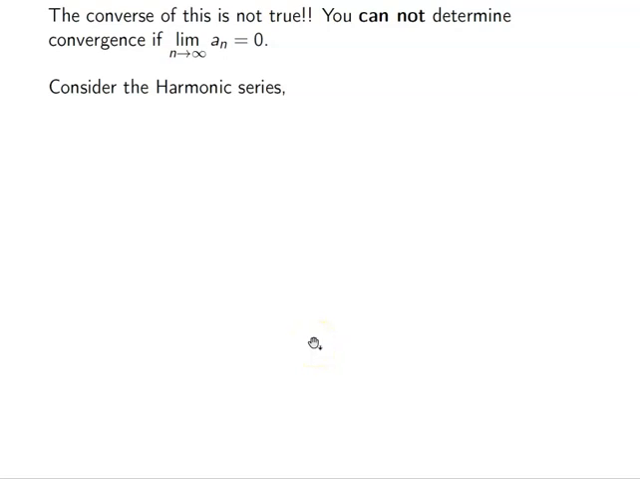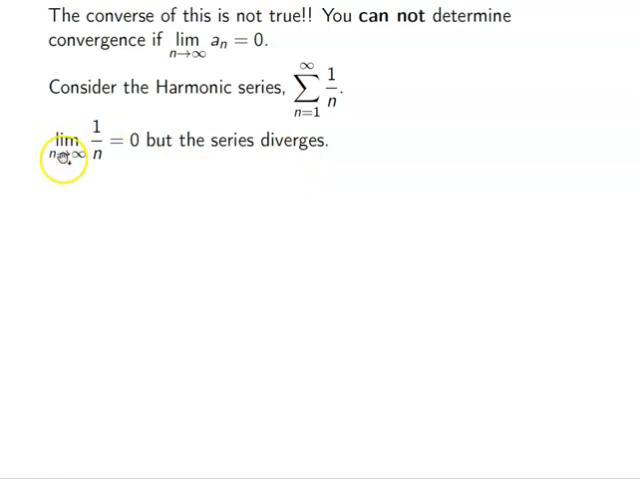So let's look at an example for why this is true. Let's consider the harmonic series, this 1 over n that we're talking about. The limit as n goes to infinity of 1 over n is 0, but the harmonic series is a divergent series. So the sequence of 1 over n does go to 0, but the series, the sum of all of those terms, does not converge.